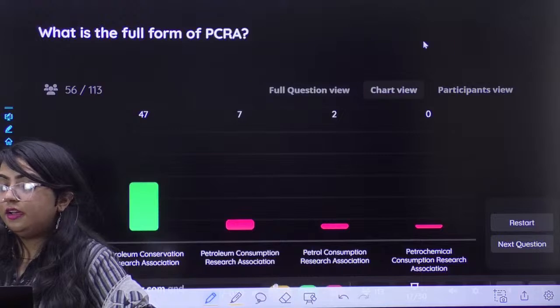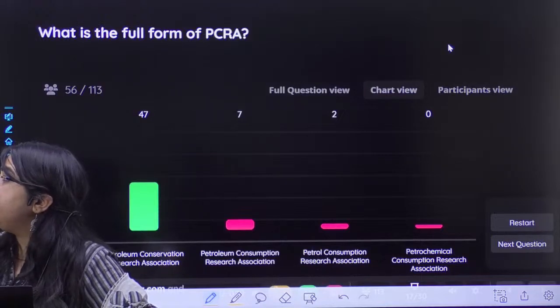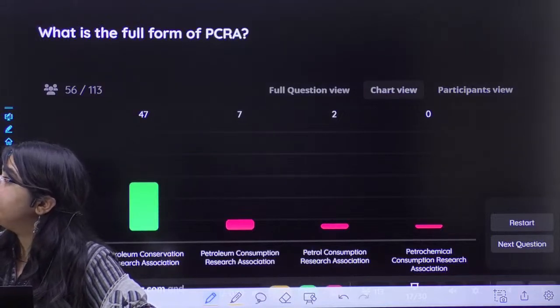Yes, you can join again through the same link and enter the same code.